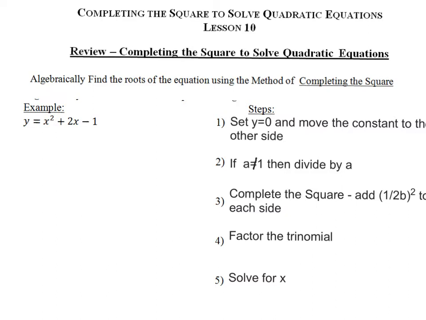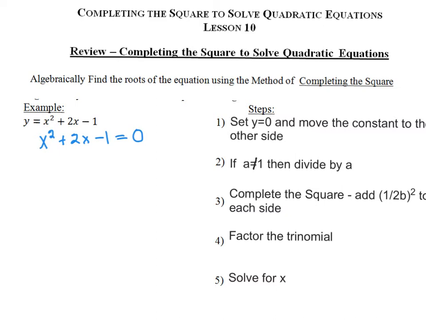So our first example, y equals x squared plus 2x minus 1, we want to find the roots. So if I'm looking for the roots, that means that I want to take that equation and set it equal to 0. So I'm going to rewrite this as x squared plus 2x minus 1 equals 0. Now our goal in the method of completing the square is to get my left side of the equation to be a trinomial that is a perfect square trinomial, a trinomial that can be factored into the product of two identical binomials.